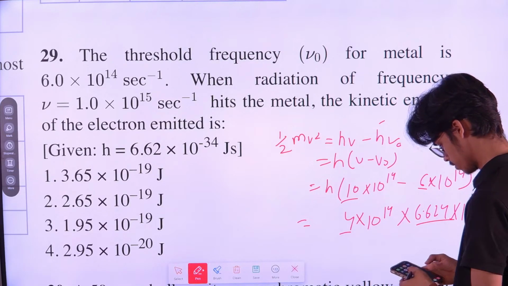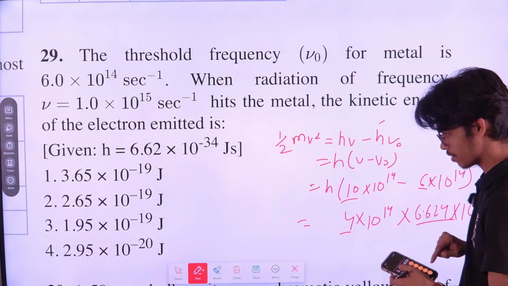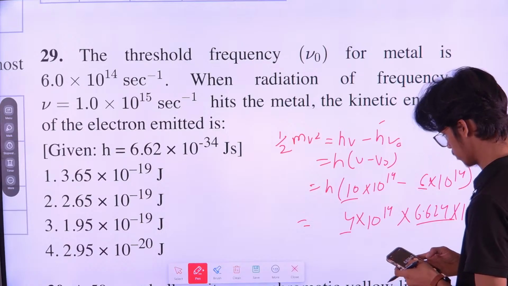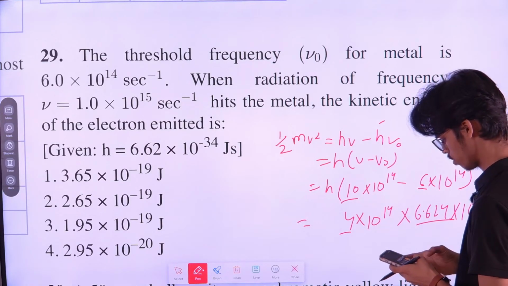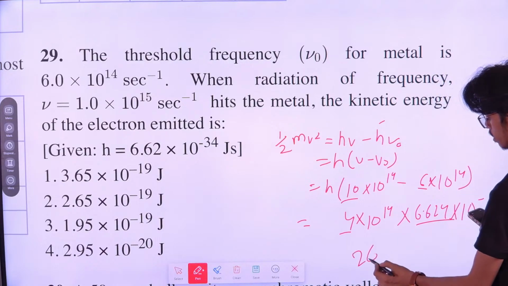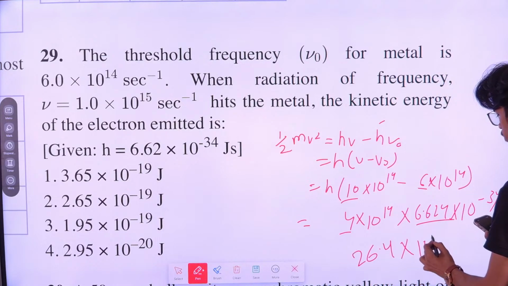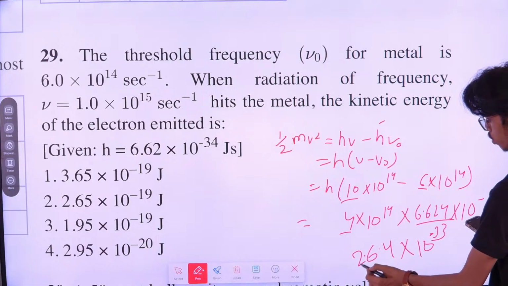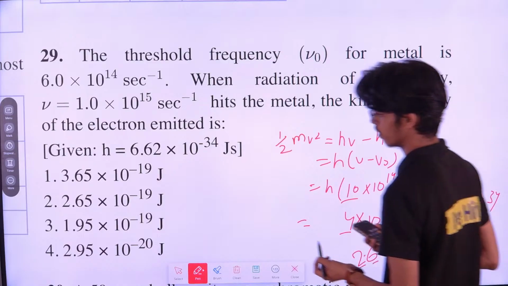I'll just calculate it. I am calculating with a calculator. You are not allowed to do it. Okay, 6.624 into 4. Nearly 24 or 2.4 something. So 26.4. 26.4 into 10 to the power minus 34. I should write it as 10 to the power minus 33 and make the dot over here. So 2.64 into 10 to the power minus 33.